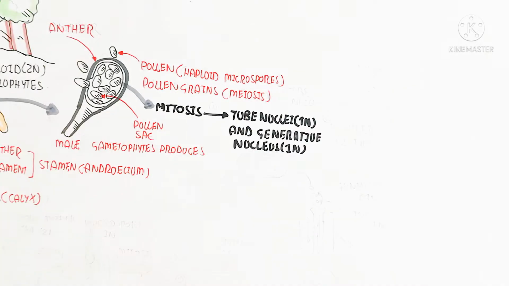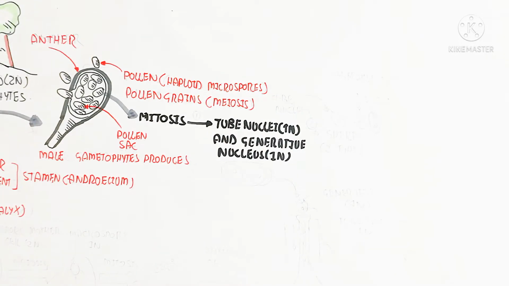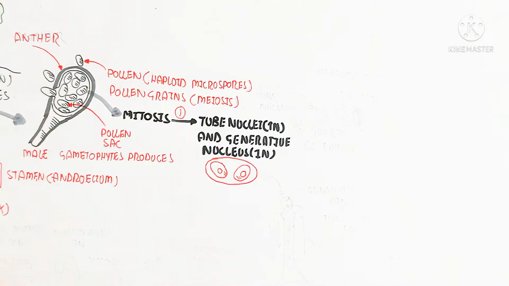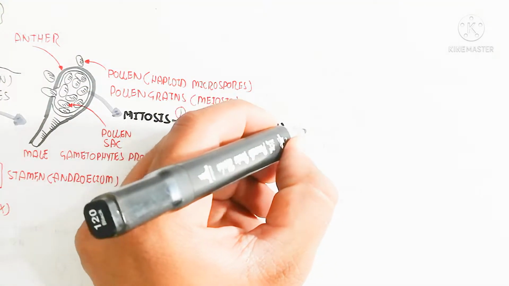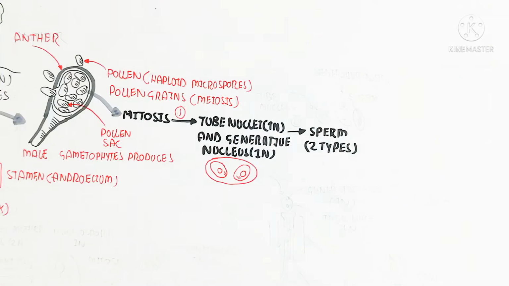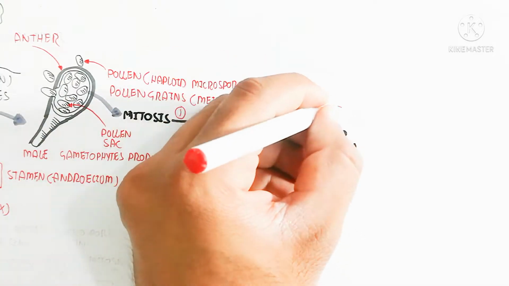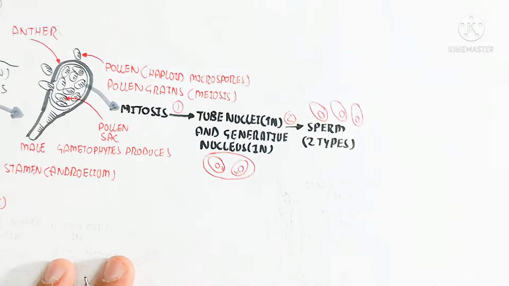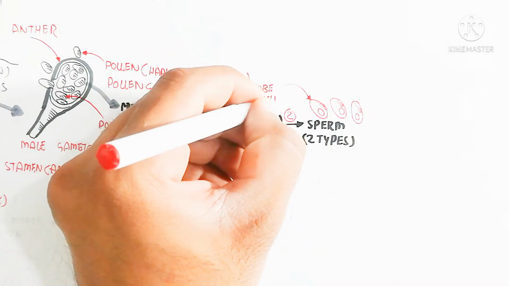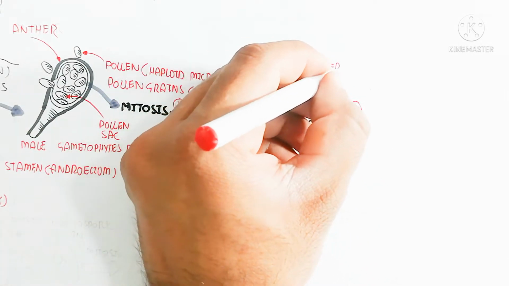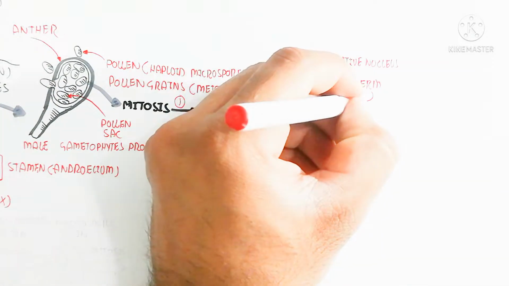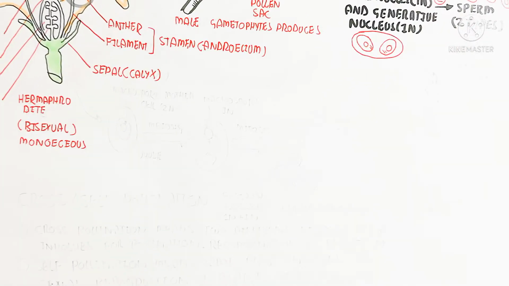Here mitosis produces the tube nucleus. Then the division produces the tube cell 1n and the generative nucleus 1n. So two nuclei are produced, the tube nucleus and the generative nucleus, and the sperm. So remember: tube nucleus, generative nucleus and sperm. These are the three types of male gamete.